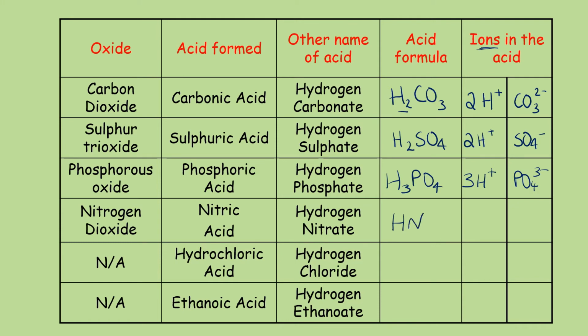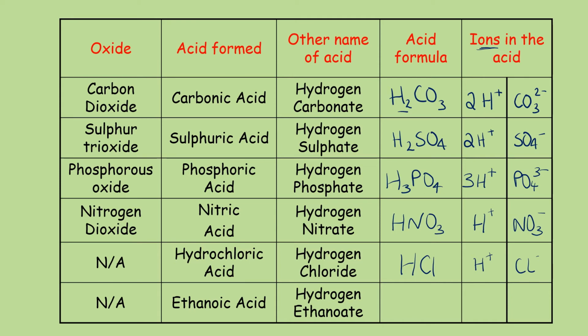We've got nitric acid, which is HNO3. We've got the H plus, we've got the NO3 minus. Hydrochloric acid is HCl, again H plus and Cl minus.